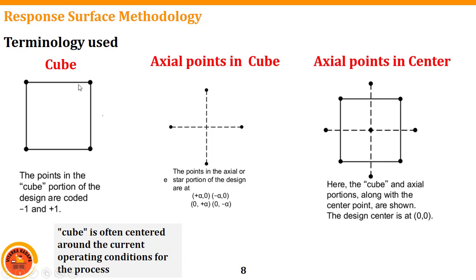Okay, here we can see when we mix these two things, we will get this one, axial points in the center. So this cube means we will talk about only the Box-Behnken design. So in the Box-Behnken design, we will have a cube and we will have an axial as well as a center point, but no corner points. That is the difference between CCD and BBD.